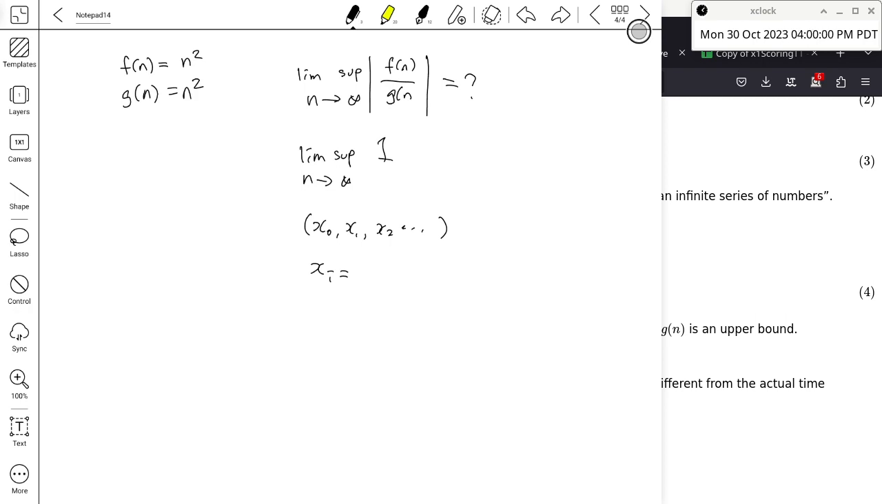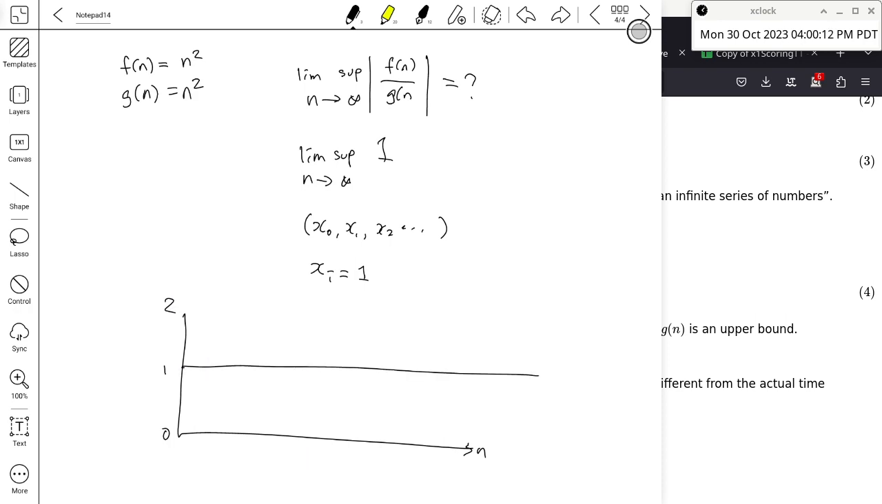One. It's just one. Okay. So when you look at the curve, what are you looking at? This is N. This is 0, this is 1, this is 2. This is the curve that we are looking at. But looking at the actual value, this is just one, right? We don't even care about what it is exactly. The only question is, is it infinity?